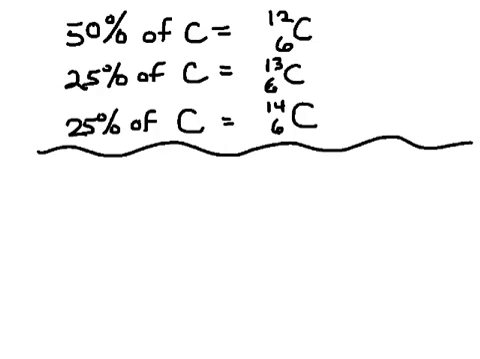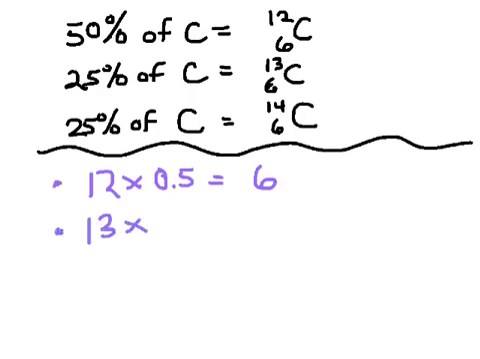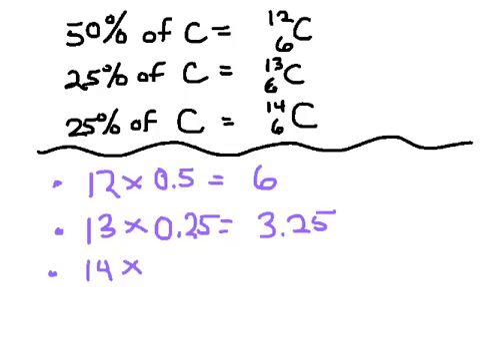Watch the math. Let's change to purple just for fun. If I go 12 times 0.5, that's 50%, that's going to give me 6. Okay, does everyone see that? I multiplied the mass of carbon-12 times its relative abundance, which is 50%. The next one I'm going to do is 13 times, and what's its relative abundance? 25%, 0.25. So if I multiply 13 by 0.25, I get 3.25. And the third calculation is carbon-14, and again it's 0.25 according to my example.